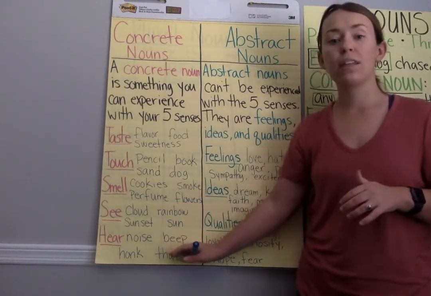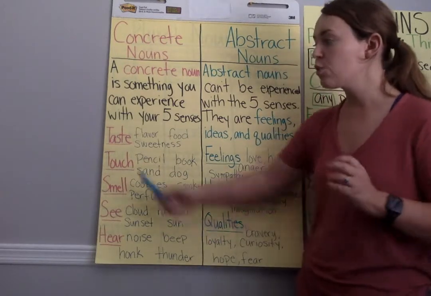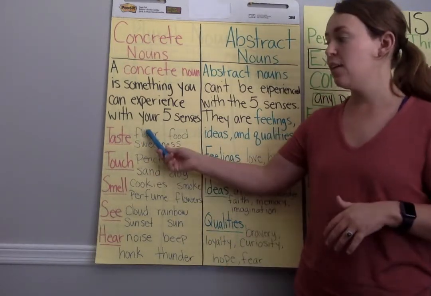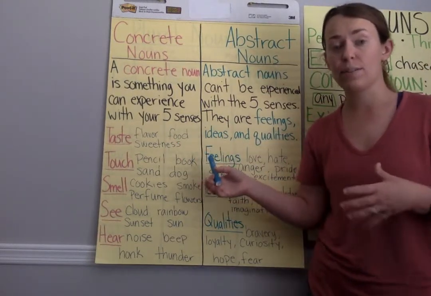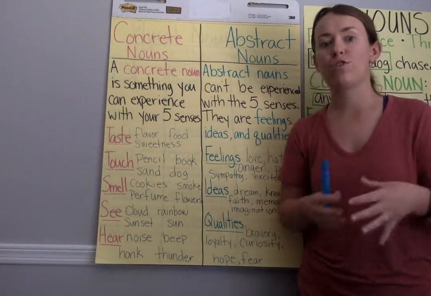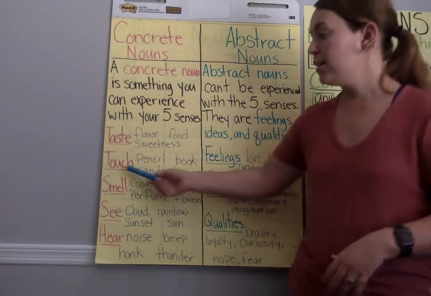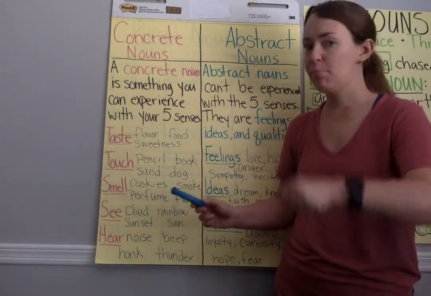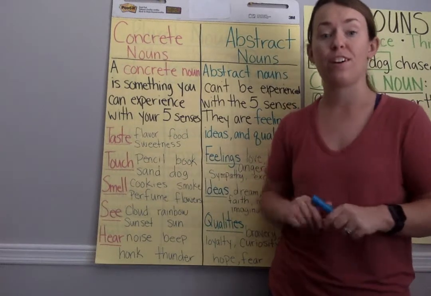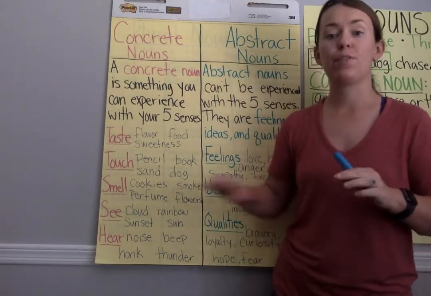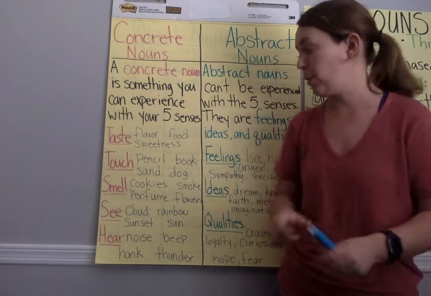We're going to run through really quickly just some examples of these concrete nouns. So for taste, it can be things like flavor, food, and sweetness. Those are nouns, okay? Just be careful, if you change the word, it can change part of speech. For touch, we can touch pencils, books, markers, sand. We can touch our dog like we talked about for the last chart. So for touch, the nouns are anything you can physically put your hand on, okay?